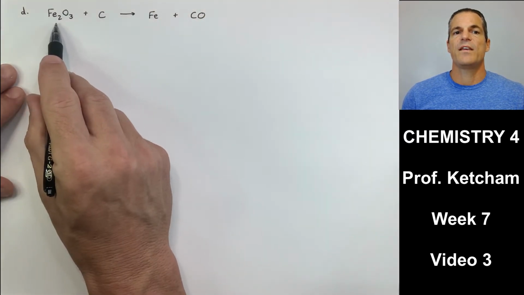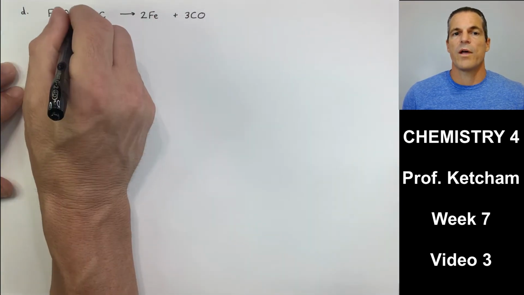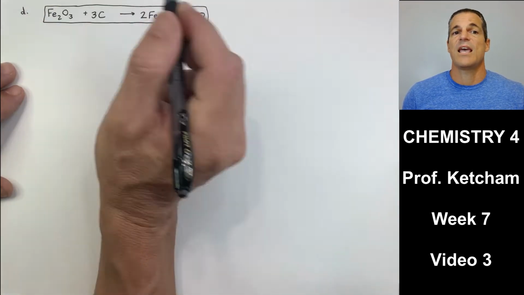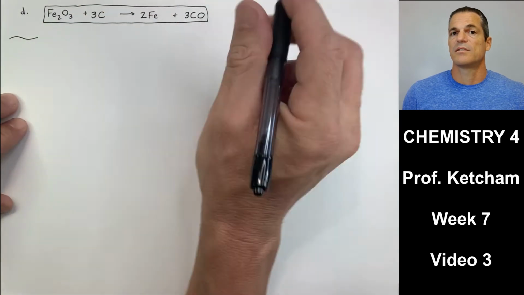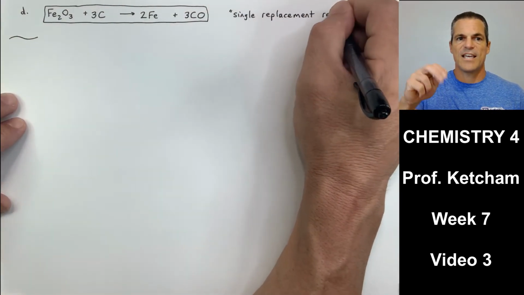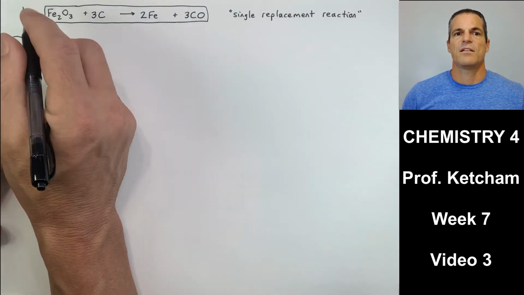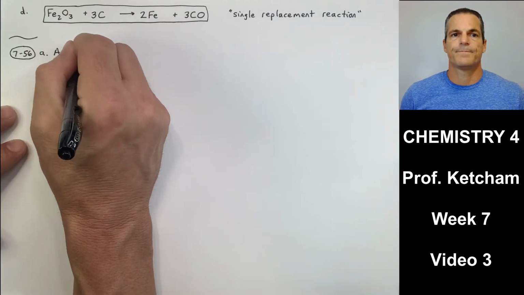So I see two Fe's, I put the 2 coefficient on the right, and then I just kind of work my way through on this one. This is a what type of reaction? This is a single replacement reaction. Okay, the carbon comes in, kicks out the iron, and singly replaces the Fe to take oxygen for itself.